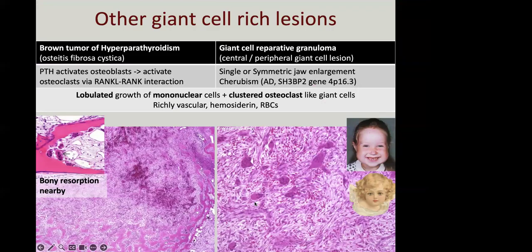Other giant cell rich lesions include brown tumor of hyperparathyroidism and giant cell reparative granuloma, which are morphologically quite similar. There are lobulated growths of mononuclear and giant cells with vascular hemorrhage with hemosiderin. But the difference is that in one, the patient should have evidence of hyperparathyroidism and nice bone resorption nearby with osteoclast destruction, and in the other, not so much. So always consider PTH levels if you see something on this differential spectrum. Bilateral giant cell granulomas, as seen here, are cherubism. These kids' cheeks are puffed out like cherubs.